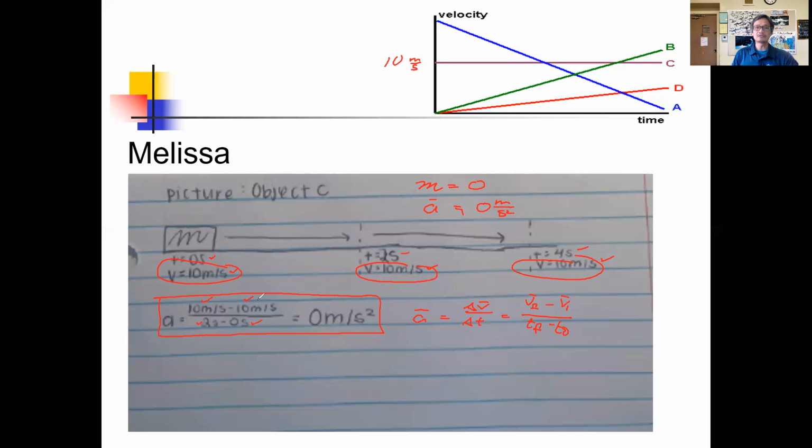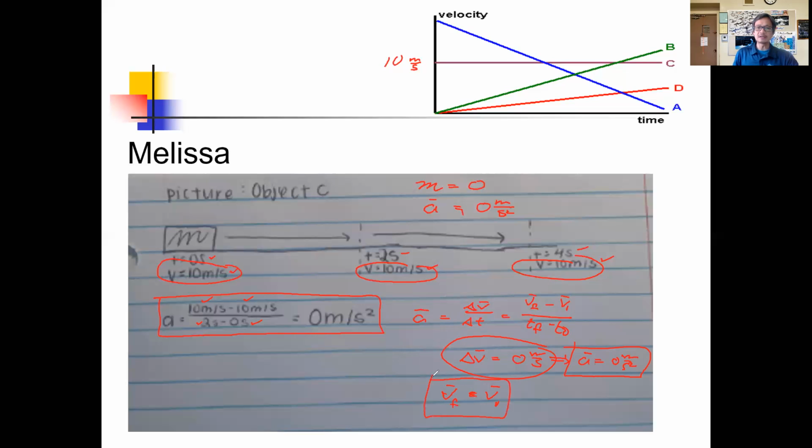V final and v initial are exactly the same, and so the change in velocity is going to be 0 meters per second. If the change in velocity is 0 meters per second, the acceleration will also be 0. And what does a change in velocity equal to 0 mean? It means that v final and v initial are exactly the same. They are equal to one another.